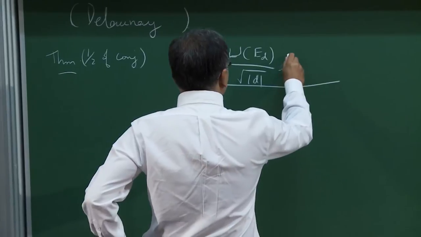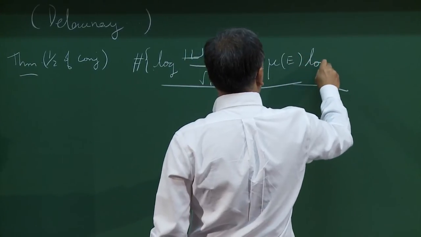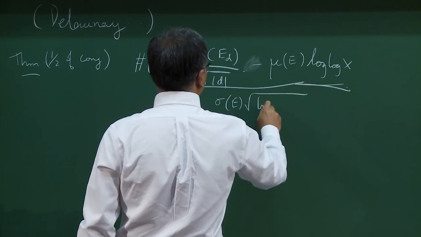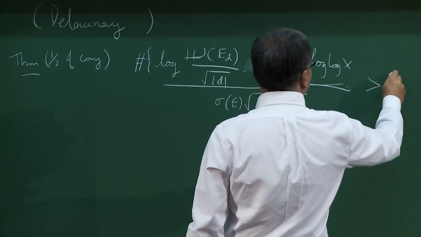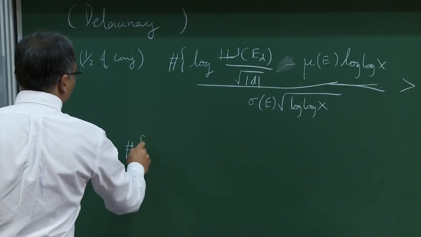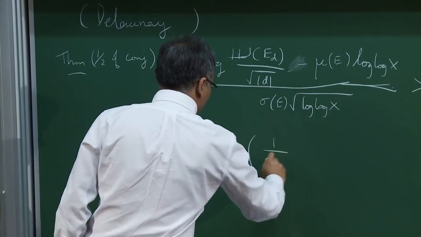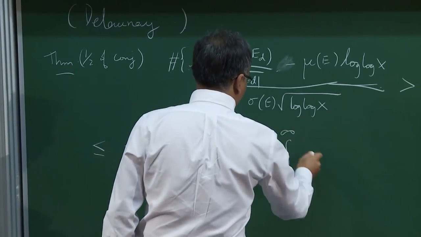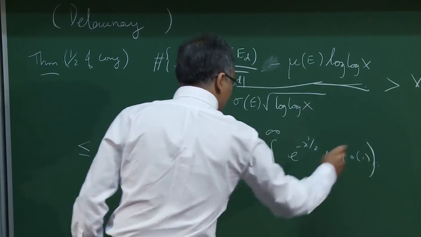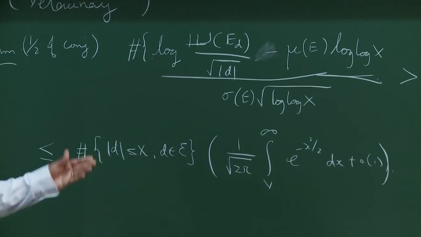So let's think of this plus or minus mu of E times log log x, over the variance, so sigma of E square root of log log x, that the proportion of time for which this is bigger than v is at most what you would expect, the number of discriminants d up to x. Okay, so the easy parts of these conjectures are done, so somebody else should do the hard parts of showing that these two actually match.